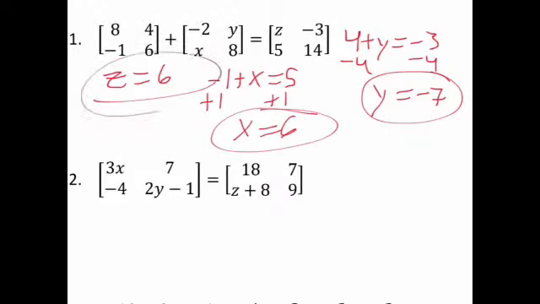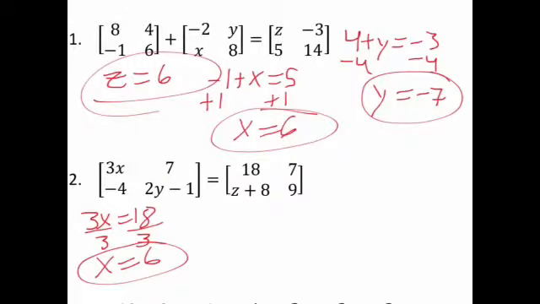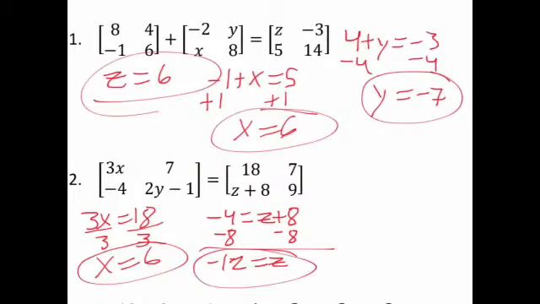On the next one, I am going to write out equations for this one just so it can be a little bit more clear. 3x is going to have to equal 18. So I'm going to have that, 3x equals 18. Divide both sides by 3, and I'll get x equals 6, just like number 1. And then the next part, I'm going to have negative 4 equals z plus 8. Just subtract 8 from both sides. You'll get negative 12 equals z, or z equals negative 12.